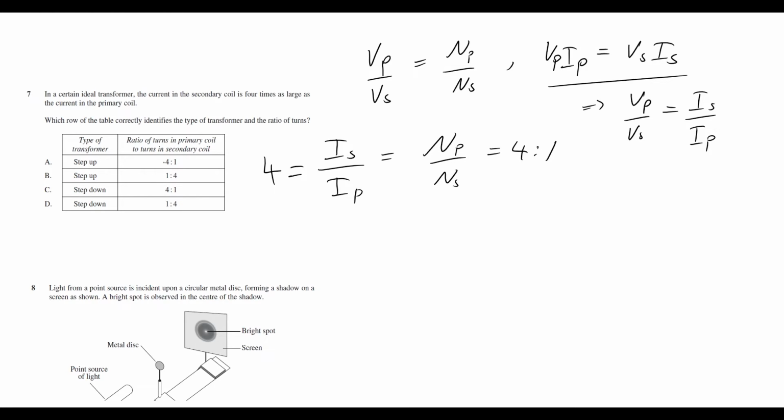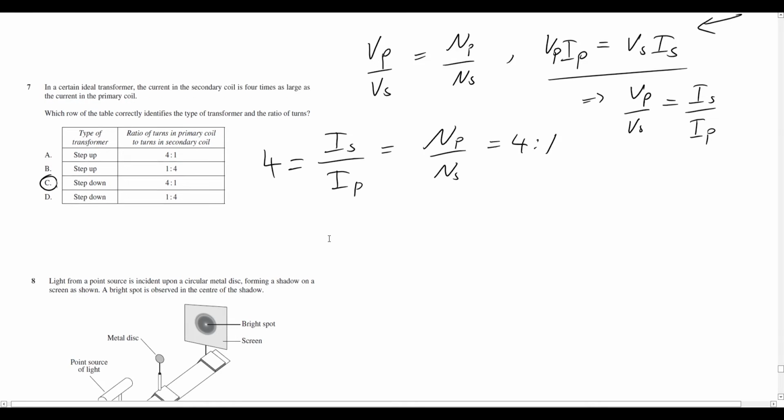So fantastic, we know that. Now it's either going to be A or C. So is it step up or step down? Let's have a quick look at this. The current in the secondary coil is 4 times as large. If we look at this expression right up the top here, we've increased the secondary current. What does that mean for the secondary voltage, however? That means we must decrease the secondary voltage. And if it is going down in voltage, then it's going to be step down. So now we know that it's step down and it's in a ratio of 4 to 1. So our answer here is going to be 7C.